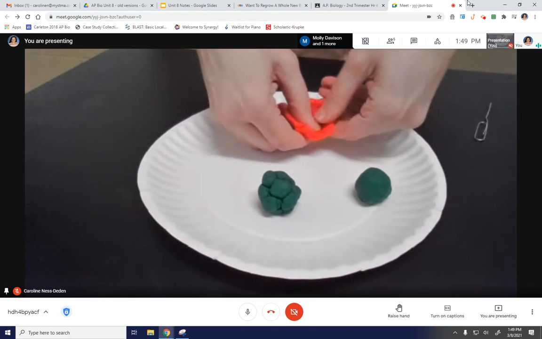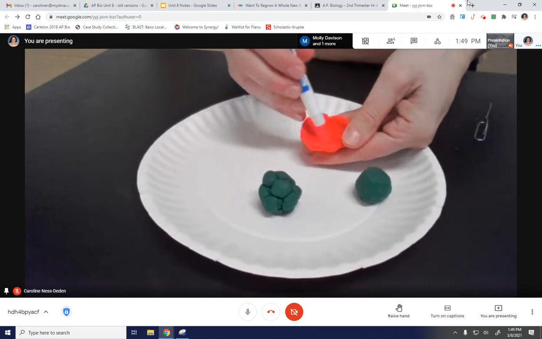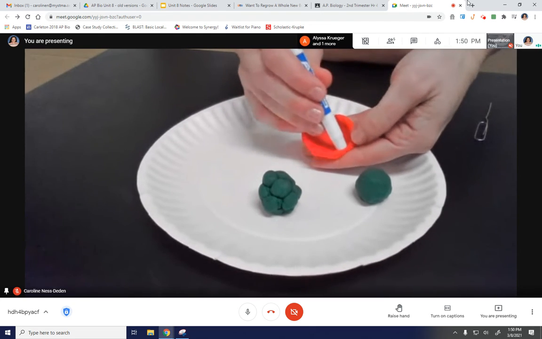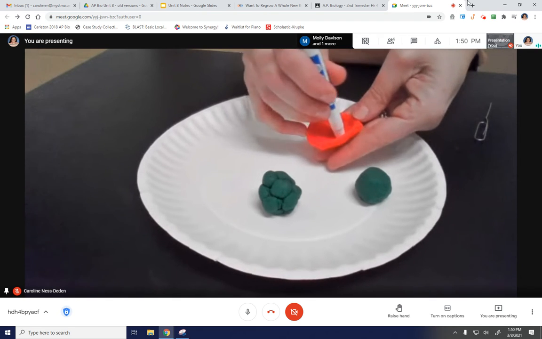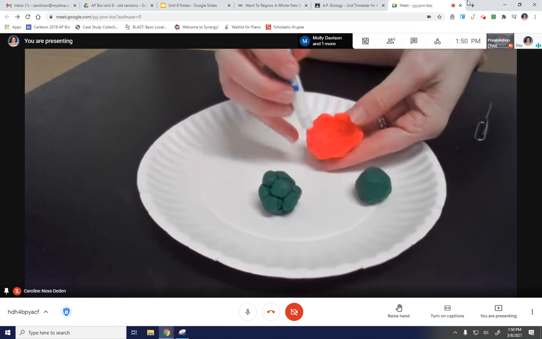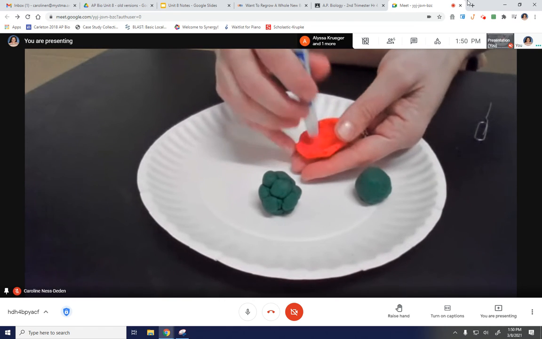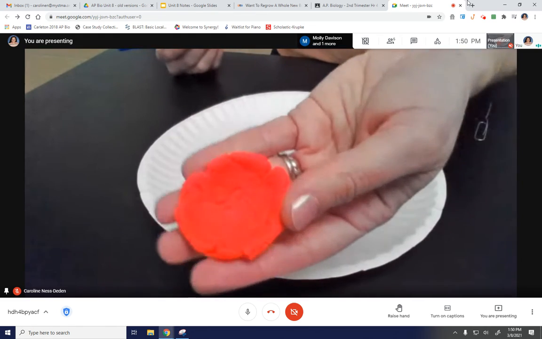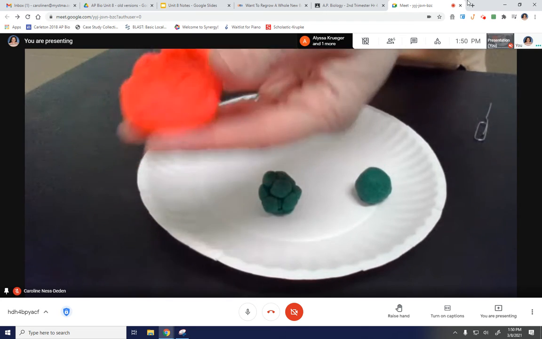If you want to really make this look realistic, you can take like the end of a pen or something and poke little circles into it to make it look like it's made of cells, because really this would be made of a whole bunch of cells. The cells have continued to divide, and this is kind of the first example of specialization. If you don't want to poke little circles in it, you don't have to. But so we've got this little bowl of cells.